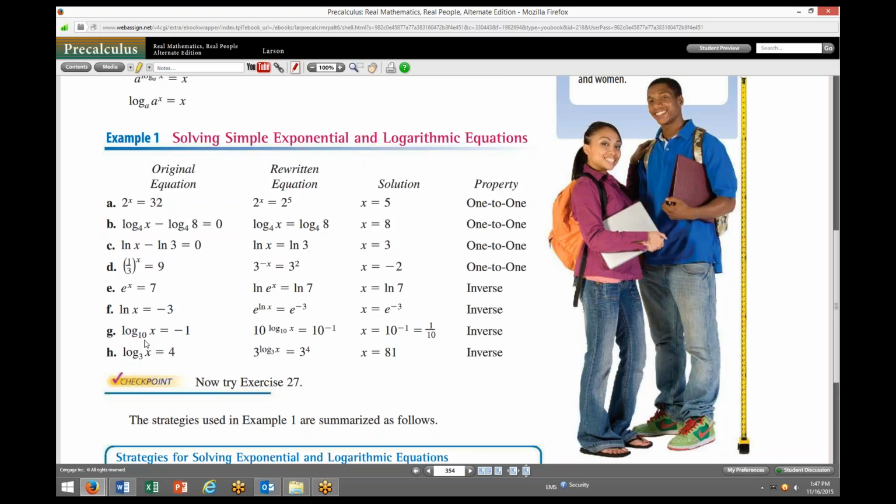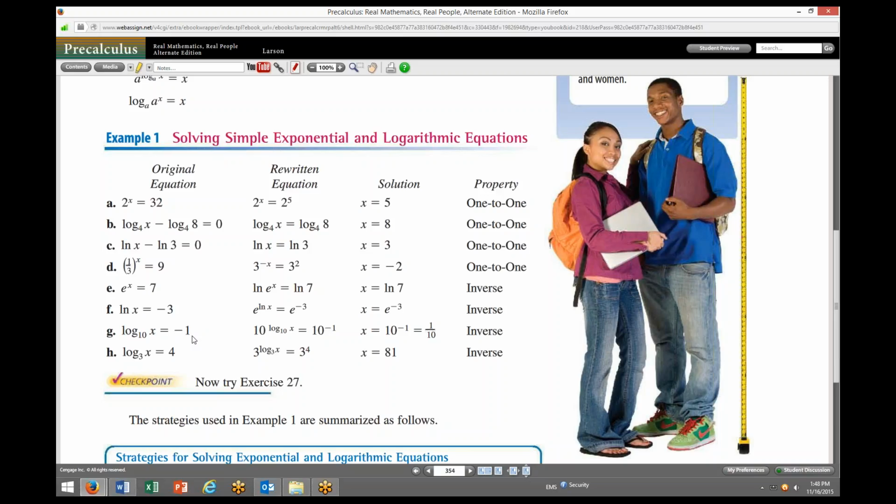So since it's log base 10, the base of our exponent is going to be 10. And what's the power? Well, this number over here that the log is equal to, that's always the power, because a logarithm is an exponent. So the log of x, base 10, is negative 1, telling us that what power do we have to raise 10 to get x? We raise it to the negative 1 power.